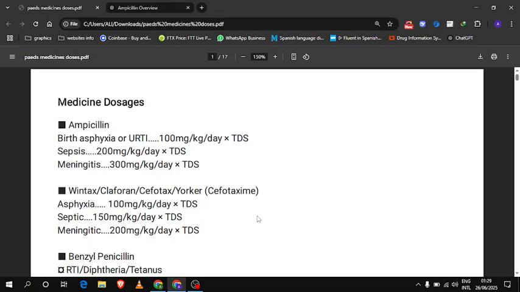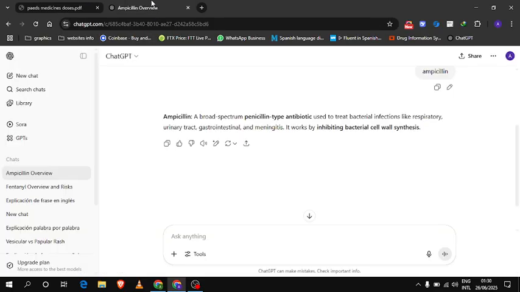So let's get started. The first medicine is ampicillin. It is an antibiotic. Here I will not just give you doses, I will give you a little overview of the medicine and then I will tell you about the doses. So let's see. As we can see, the first drug is ampicillin and it is an antibiotic. Let's study about it and get a short summary.